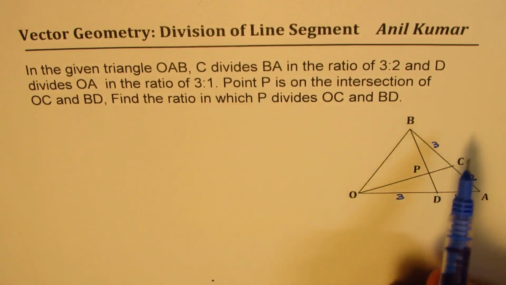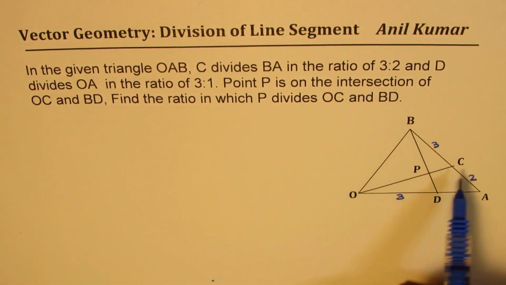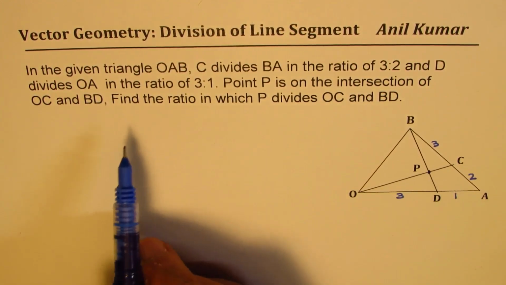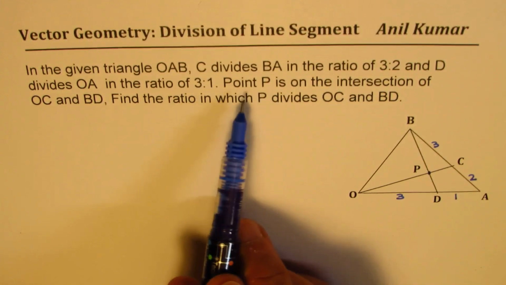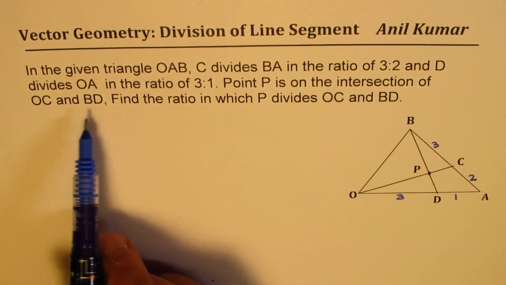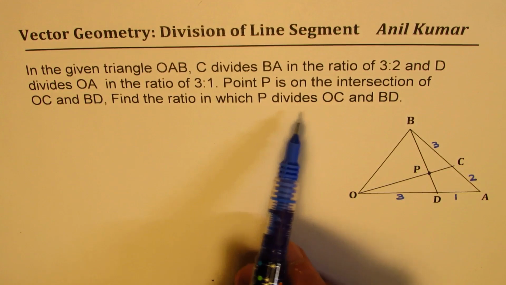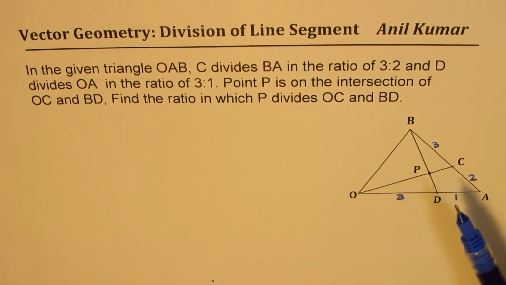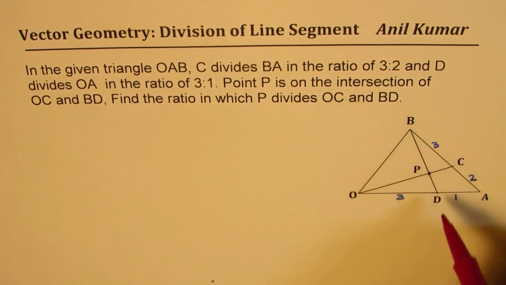Point P is on the intersection of OC and BD. So that is the point P to us. Find the ratio in which P divides OC and BD. Right? So we are given 2 points which are dividing the two sides of a triangle. Now we need to find the ratio in which P divides the given line segments, right?